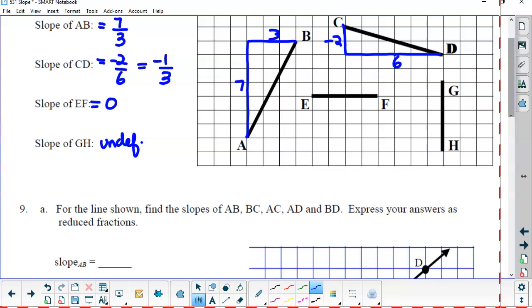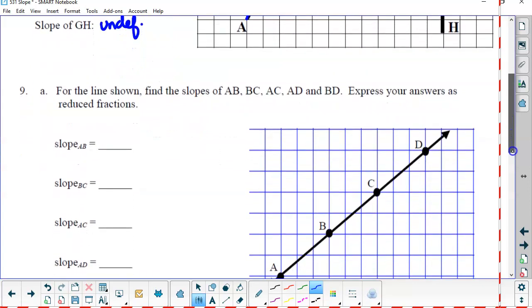Okay, next one. You have a whole bunch of points on the same line, and it says find the slope between each of the pairs of points listed. Sometimes we use subscripts. So here, slope of AB, that's what that means. From here, we go up and to the right, so that's 2/3. From B to C, it's the same, 2/3. From A to C, that's going to be 4 over 6, which reduces to 2/3.